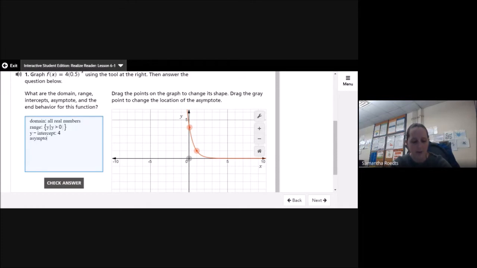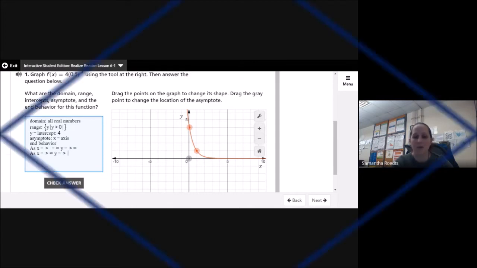I have an asymptote on the x-axis, and my end behavior: as x approaches negative infinity, y approaches infinity. And then as x approaches infinity, y approaches 0.